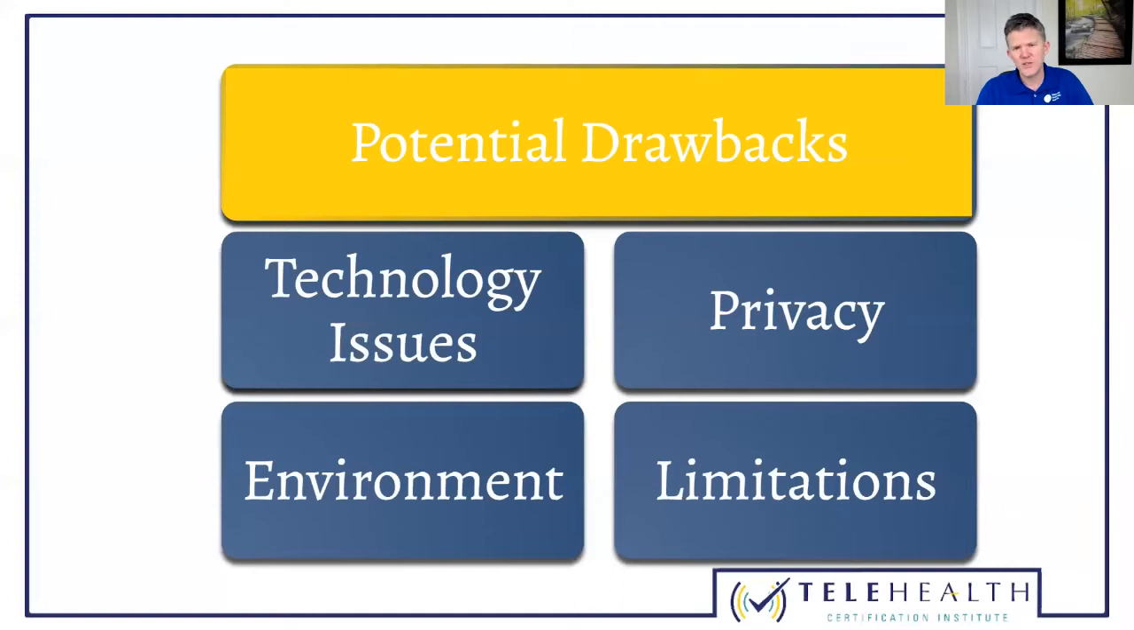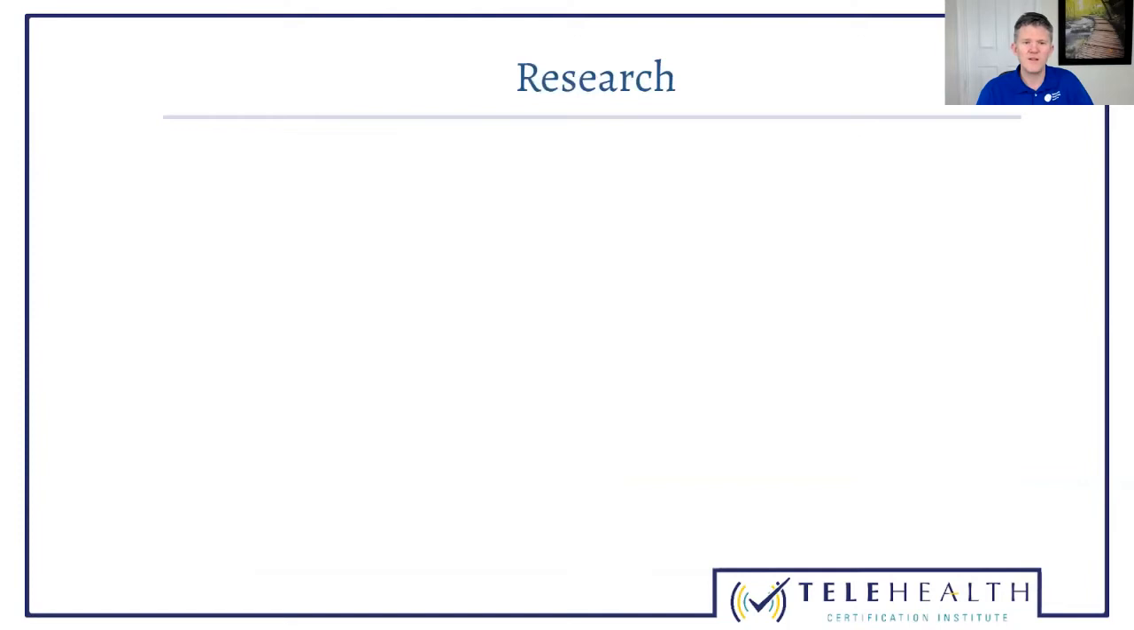Now, limitations, there's some obvious ones. You can't smell the client. You can't touch the client. And then you might lack some visual cues according to your setup. So there's always potential limitations and drawbacks. So what's important to notice is what are they? How do you either eliminate them or reduce them or convert them into benefits, right?